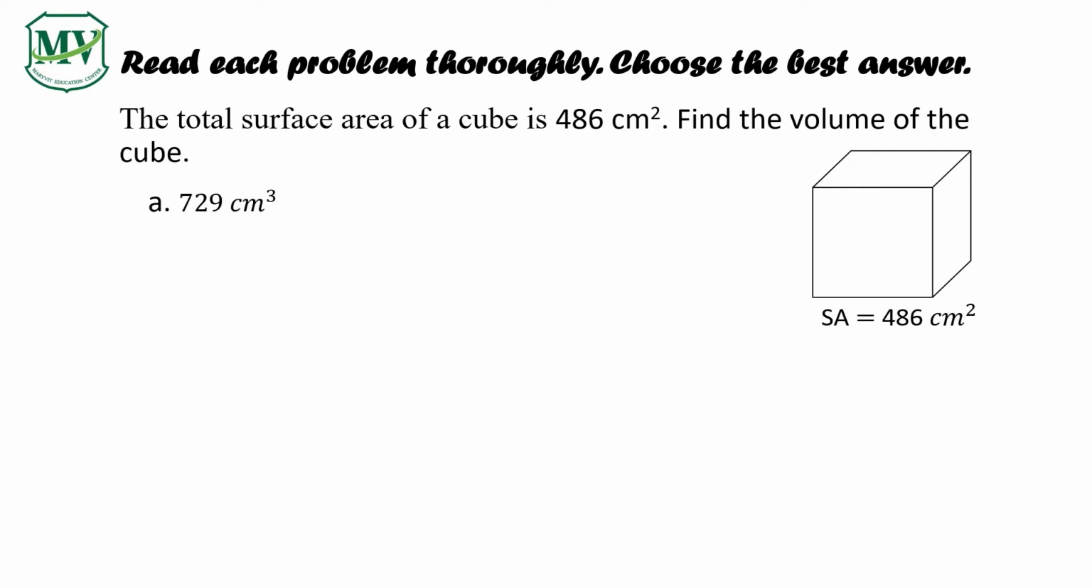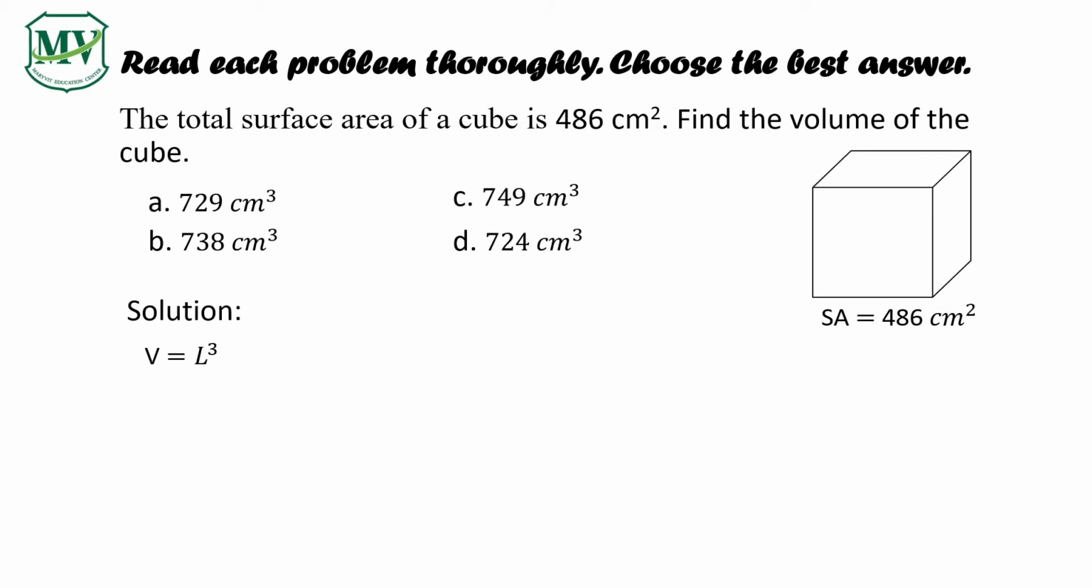So the choices are letter A, 729 centimeter raised to 3, letter B, 738 centimeter raised to 3, letter C, 749 centimeter raised to 3, and letter D, 724 centimeter raised to 3. So let's see the solution.